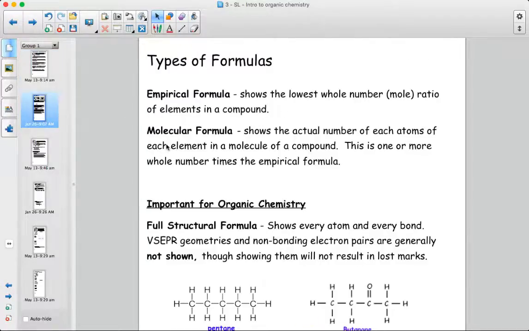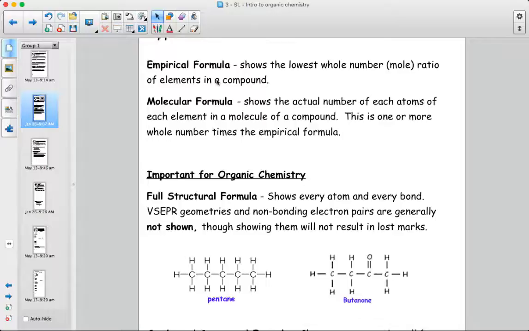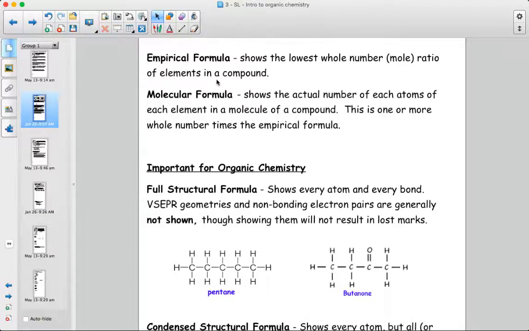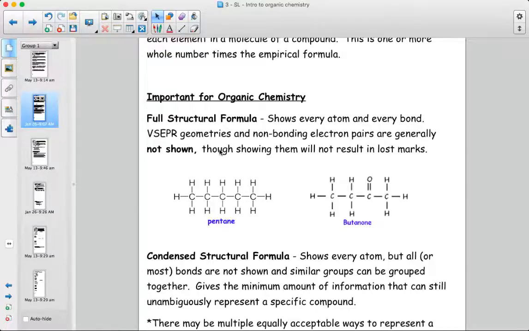So organic chemistry is going to introduce a couple of slightly new types of formulas for us. We've previously looked at empirical formulas and molecular formulas. That's sort of what we're used to. In organic chemistry, you're often going to be asked to draw or look at full structural formulas. So these are very similar to Lewis structures, except that they don't need to show lone pairs or non-bonding pairs of electrons. If you look at this structure for butanone, it doesn't have the 2 lone pairs on the oxygen. So usually you leave out the electron pairs.